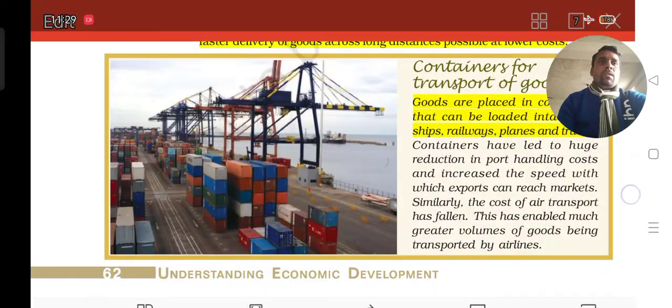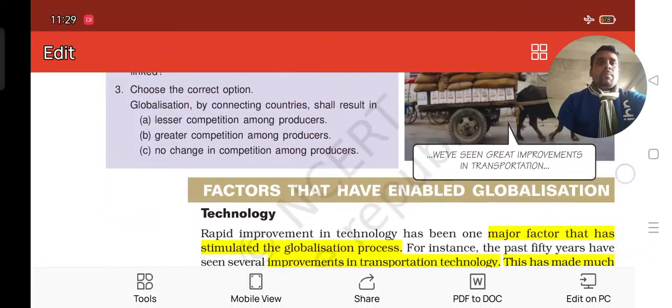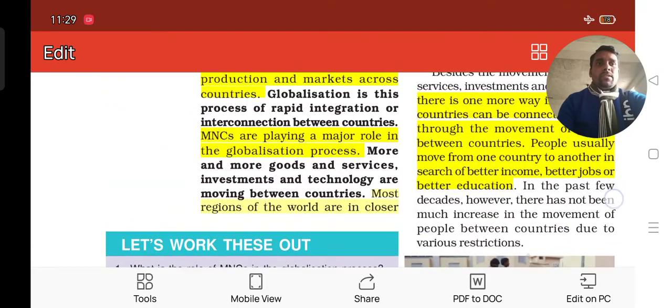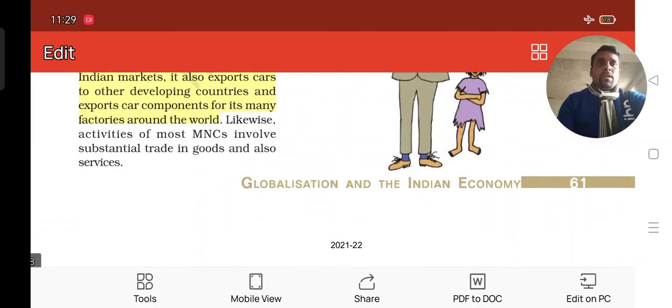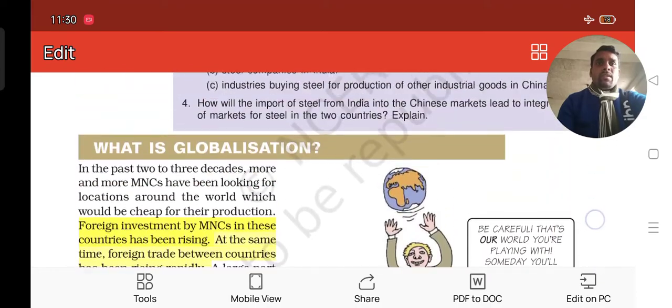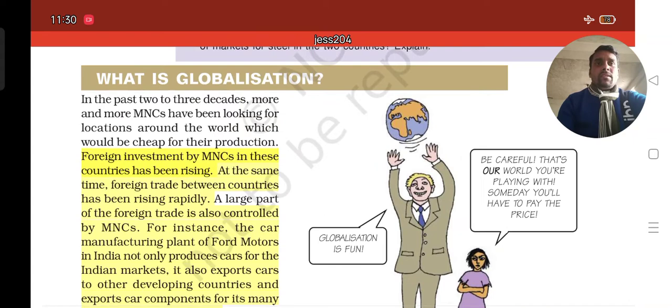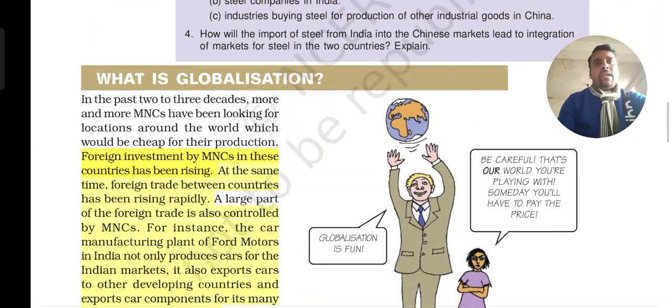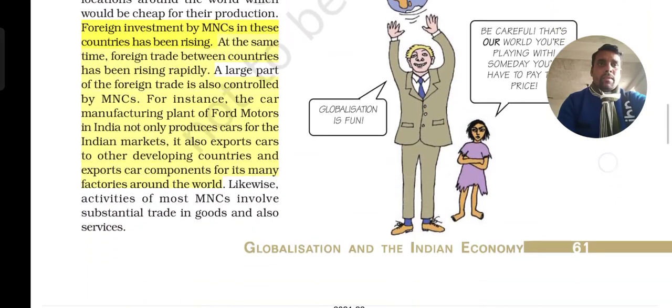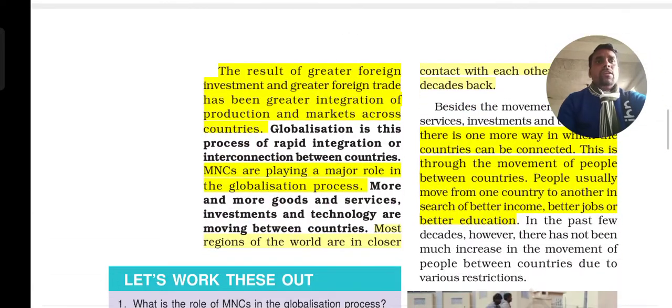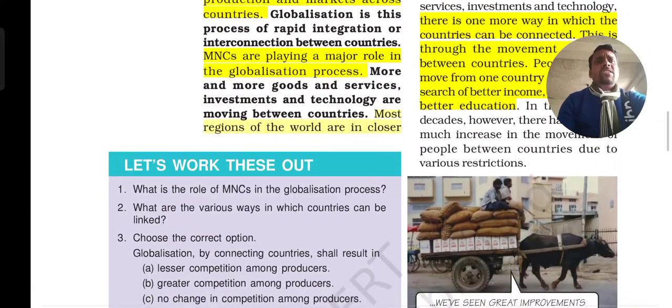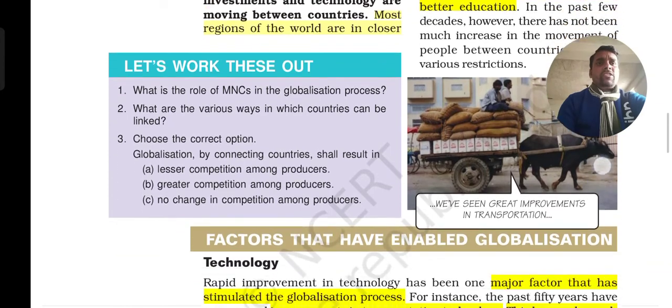So this is all about the topic we have discussed, and in this way we could understand what globalization is. I think you have understood the idea better. Just read the textbook and you will understand more clearly. It is given in the textbook.